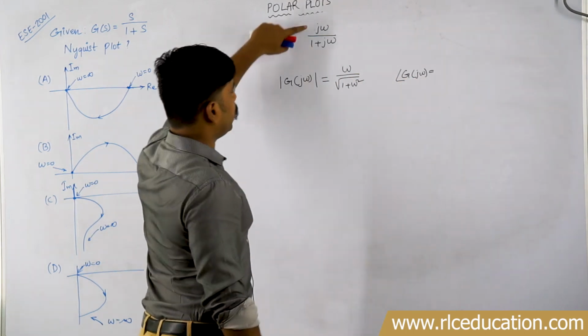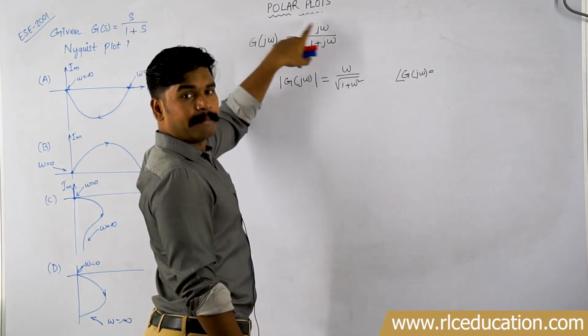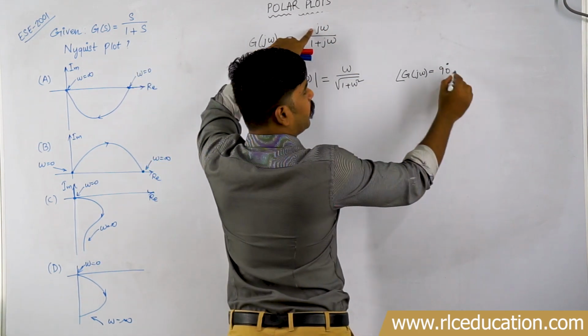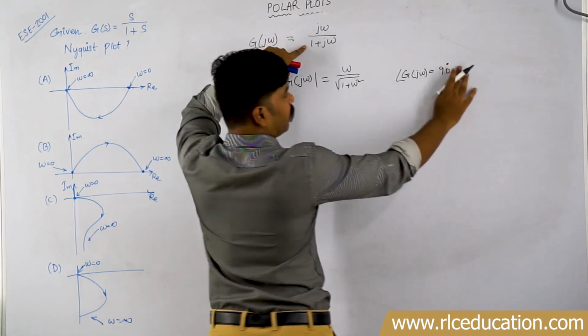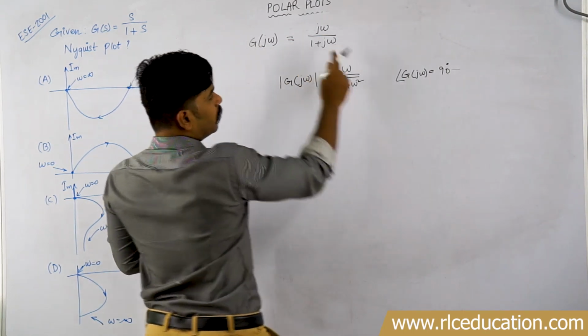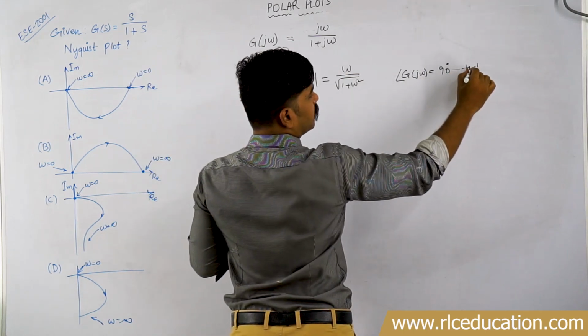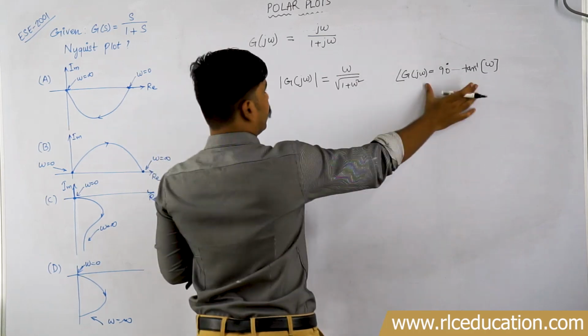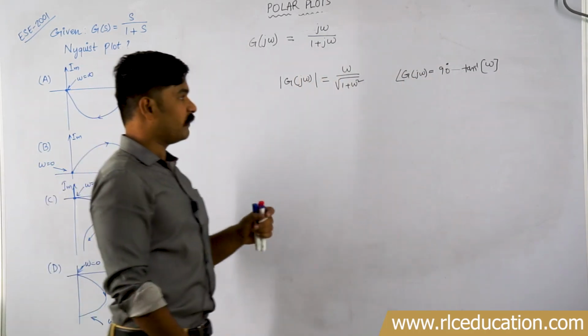So phase angle will be j omega. It is directly the imaginary part. So the phase angle is inherently 90 degrees, and minus, because now you have to subtract the denominator phase angle also. Denominator phase angle will be tan inverse of imaginary part by real part. So omega by 1 is omega only. So this is the phase angle of this system. Okay, are you satisfied? Yes.